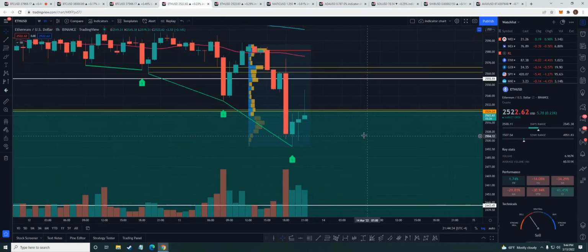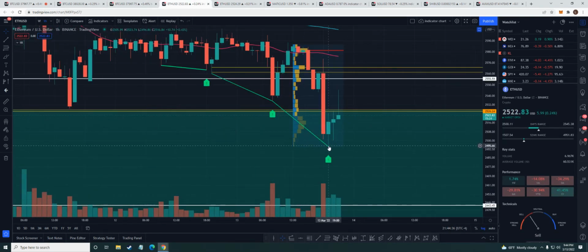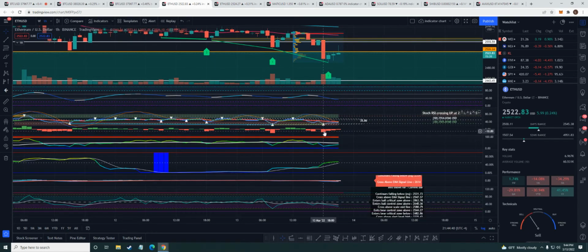Let's move on to Ethereum. Guys, we're in my buy zone. We got a nice little hidden divergence right here. You could see it right here. So what happens is, boom, you see our arrow, we mark it, and then the very next candle, boom, up to the upside.